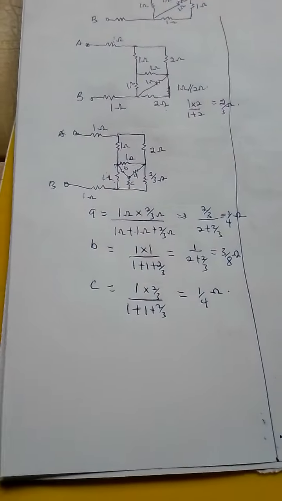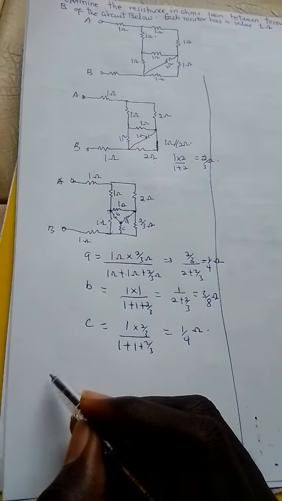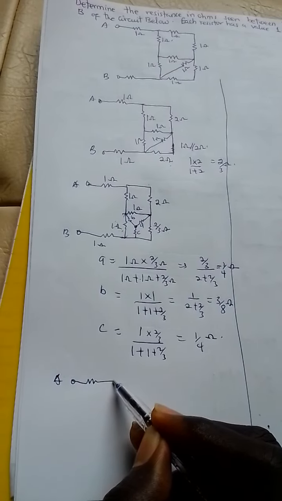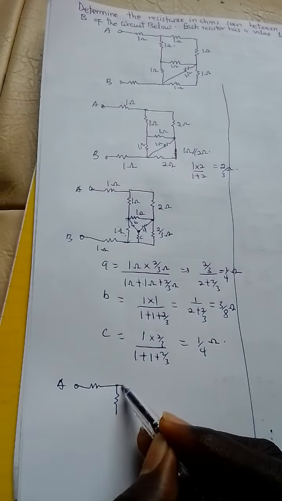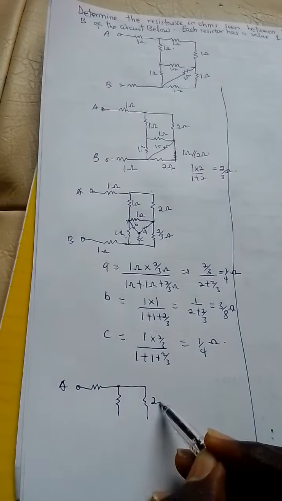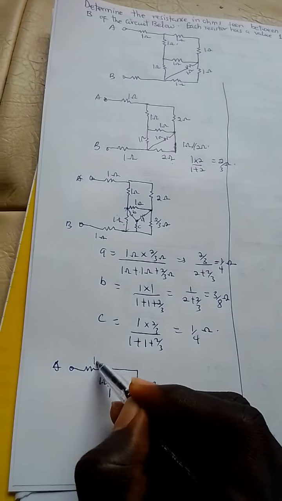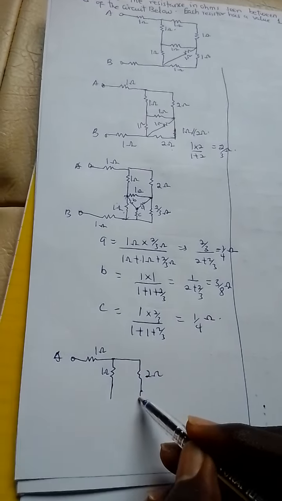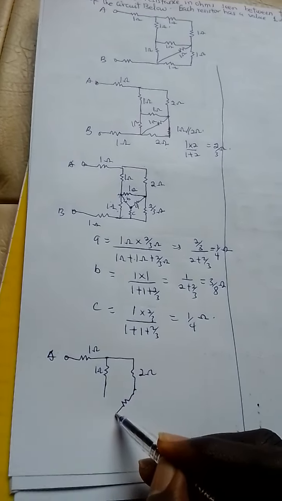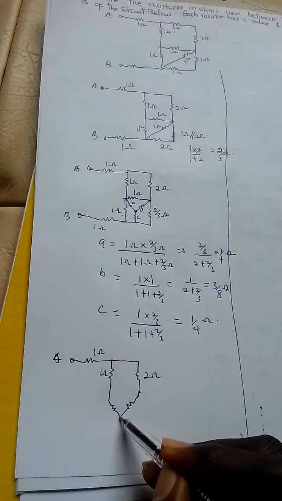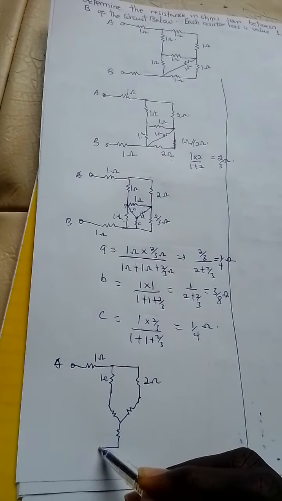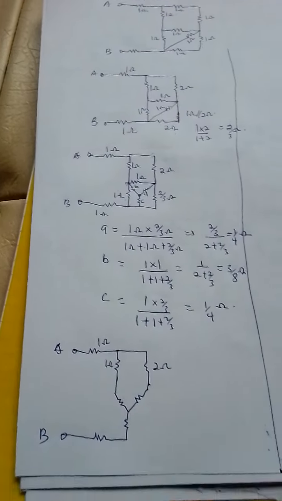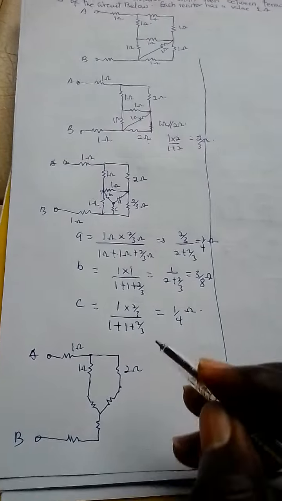Let me redraw again and let's see how the diagram will be. So I have my A here, my 1 ohm will come, I have my down here, my 2 ohm here, 1 ohm, 1 ohm. Then after, I'll directly move down here, then down here, and finally down here, and it will also join this one, then it will go to my B nicely.